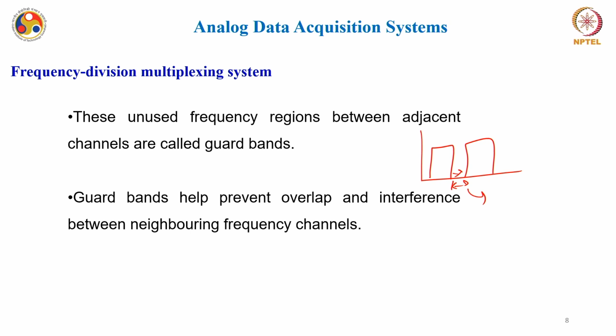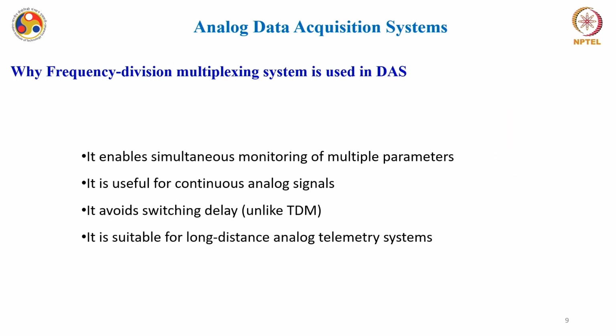Now guard bands help to prevent overlap and interference between the neighboring frequency channels. So you can improve the performance and reduce the crosstalk by using these guard bands. This FDM system is very useful in the data acquisition system because it enables simultaneous monitoring of multiple parameters.